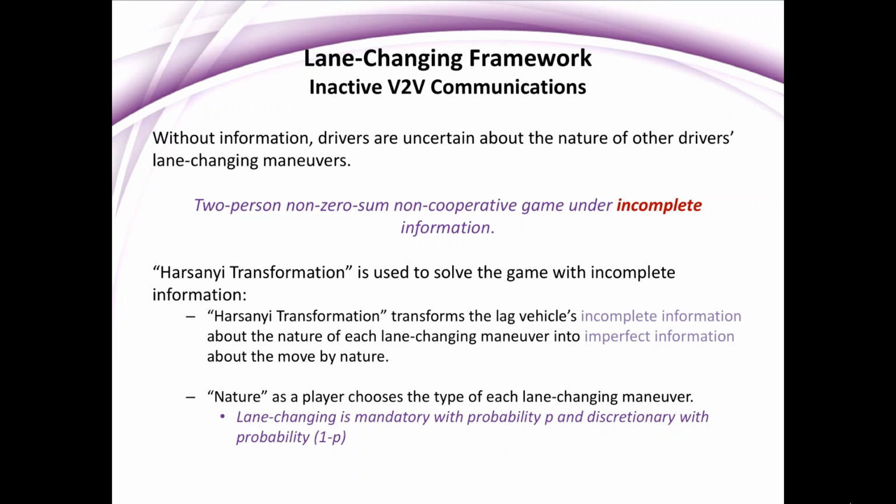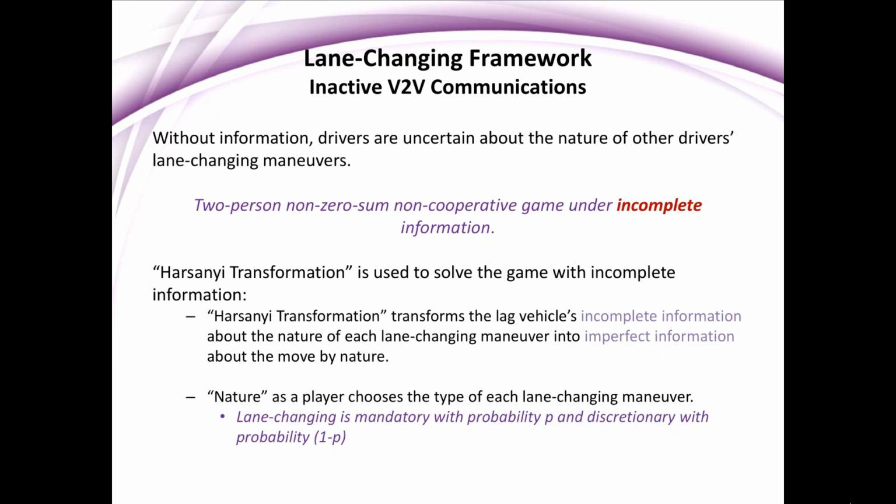Like here, we have two games, one for the mandatory lane changing and one for discretionary lane changing. And incomplete information means that we don't know which one to choose. So Harsanyi introduced a transformation. It's called the Harsanyi transformation. This transformation introduces nature as a player into this game, and nature chooses the type of lane change.